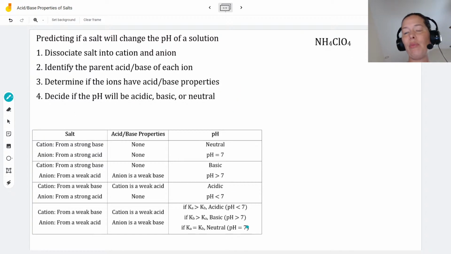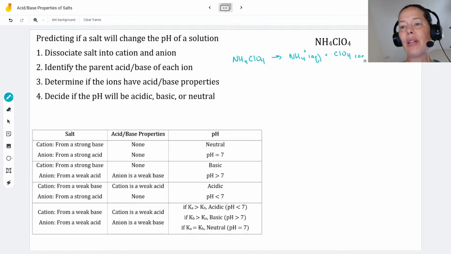So let me switch back to blue here. My first step again is to dissociate my salt into a cation and anion. Again, this is 2 polyatomic ions. So again, anytime you have a polyatomic ion, you're going to have an ionic bond somewhere. So let's make sure I give myself enough space. So we have ammonium perchlorate, and when I put that in water, I'm going to get the ammonium cation out, and I'm going to get the perchlorate anion out, and that has a -1 charge. Okay, so that is step 1.